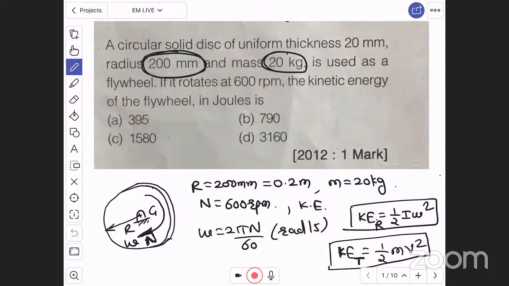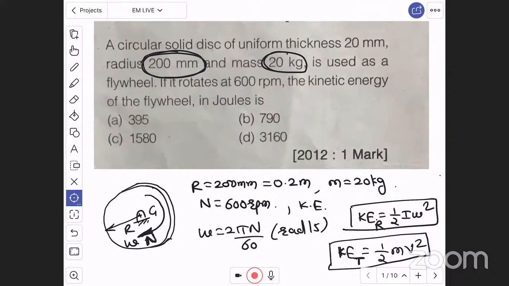Here, I is mass moment of inertia, that is Ig, and omega is angular velocity. In case of translational motion, instead of I, we write mass, and instead of angular velocity, we write linear velocity, that is V.